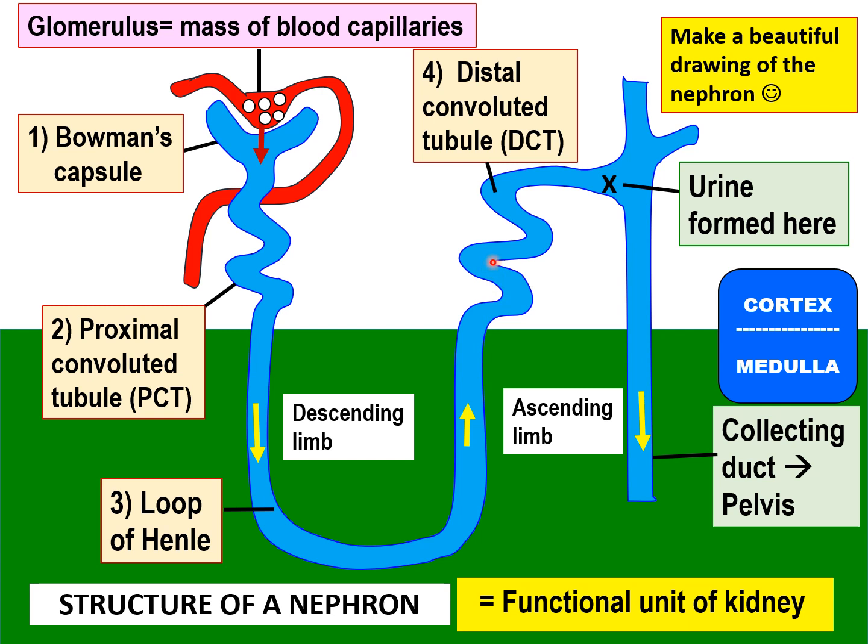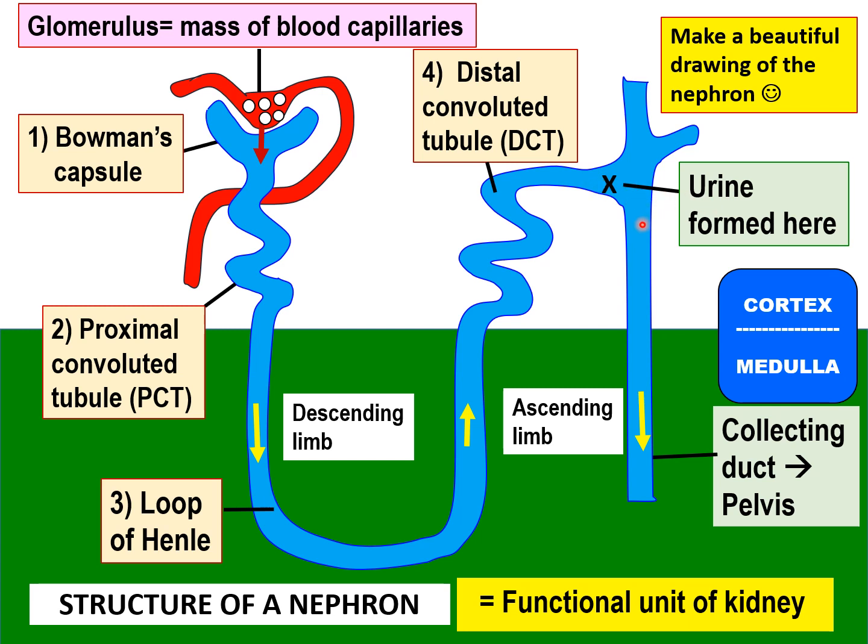Okay, then there's the distal convoluted tubule, the next part. So distal means far from the beginning, and convoluted is coiled. Think of the word distant, meaning far away, as compared to the proximal part. So this is the distal convoluted tubule, and at the end of it, the urine will be formed here.